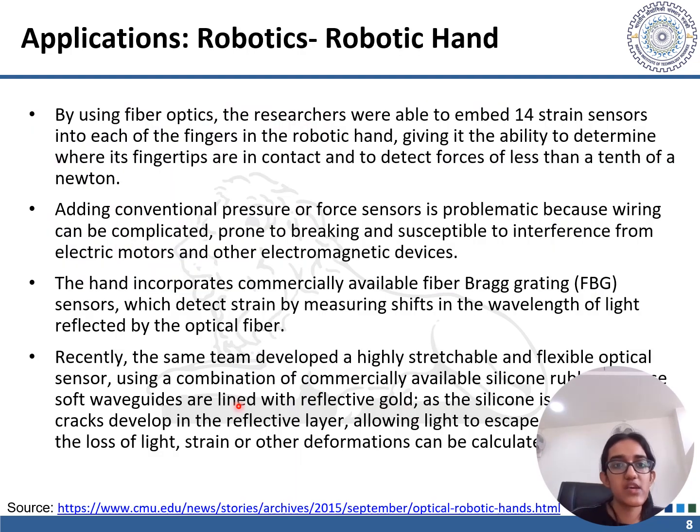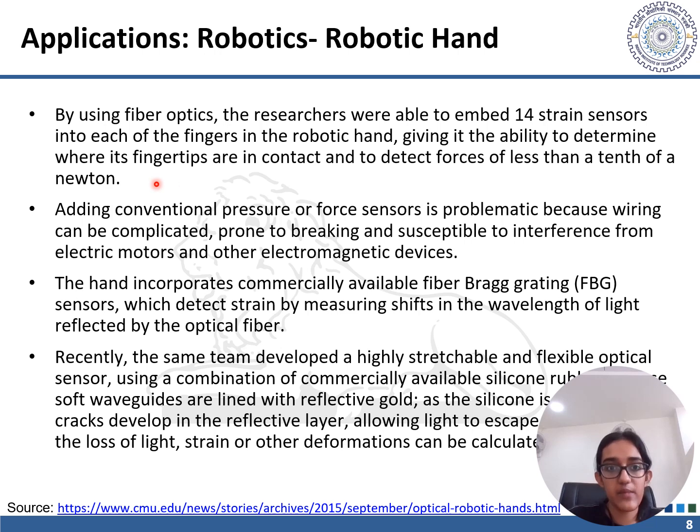Now talking about applications in robotics. Robotics uses a lot of sensors of different kinds. And here I'll be talking about one specific application, that is the robotic hand. So this research was done by a team, and I have attached the source here for you to go through. Basically, they developed a robotic hand and they used fiber optics to embed 14 strain sensors into each of the fingers. So this gave the hand the ability to determine where its fingertips are in contact and to detect forces less than a tenth of a Newton.